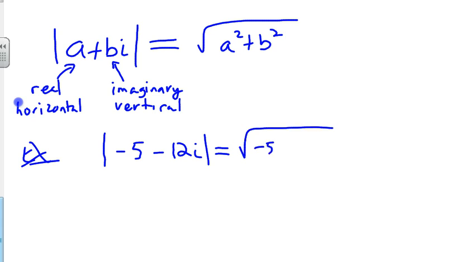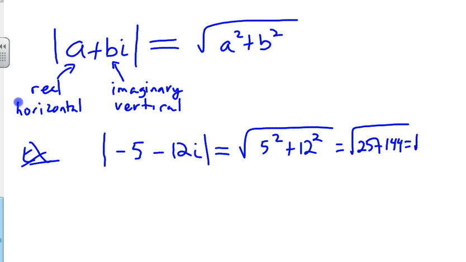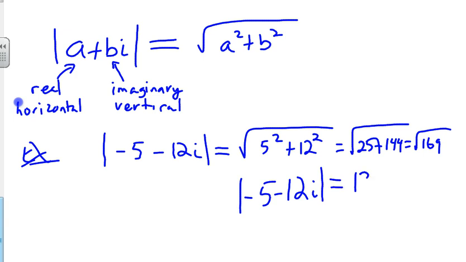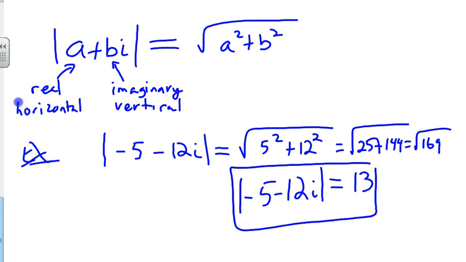Oh, I don't care about the negative. That's right. So don't ever put negatives in there. So just 5 squared plus 12 squared, because I don't care about the positive or the negative. Notice I also don't put the i. Wouldn't that just be 25 plus 144, which is the square root of 169? So I say that the absolute value of negative 5 minus 12i is 13 units. And I've just found the absolute value.